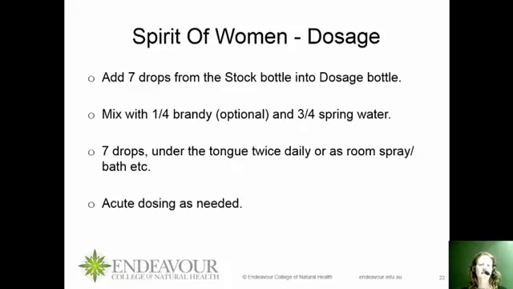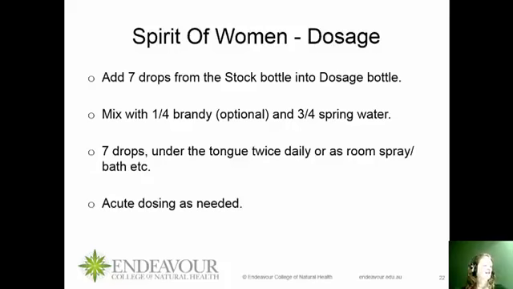The Spirit of Woman essences are 7 drops, so similar to the Australian bushflower essences, makes it a bit easier to remember. 7 drops from the stock bottle into the dosage bottle, again mix with your preservative, however much you would like, and then 7 drops under the tongue twice daily. And you could say I'm rising and retiring, but that's not necessary. You can also, of course, use them as room sprays and baths, and there are, within that essence range, room sprays made up.